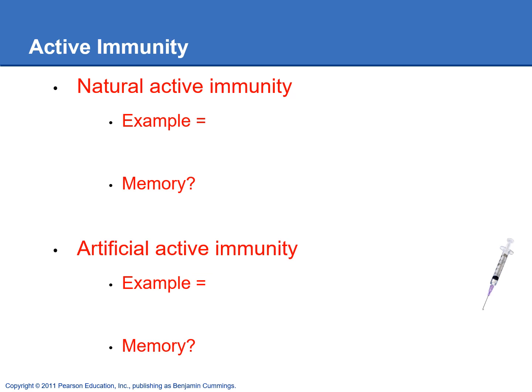Artificial active immunity: anytime you see artificial, you know that a needle is involved. A way to artificially stimulate your immune system to respond would be to give a vaccine. So maybe you have the MMR vaccine, and you will produce memory cells that will protect you if you are exposed in the future to measles, mumps, or rubella.